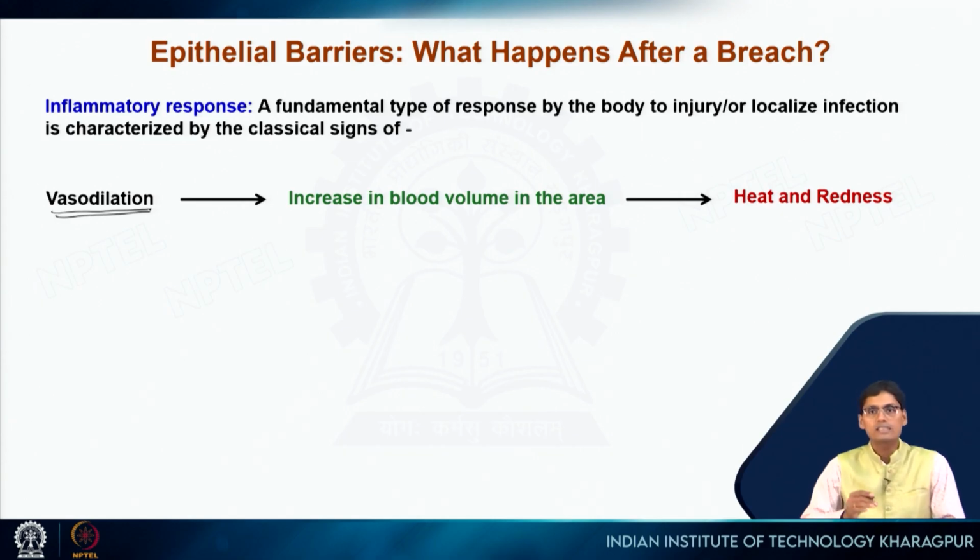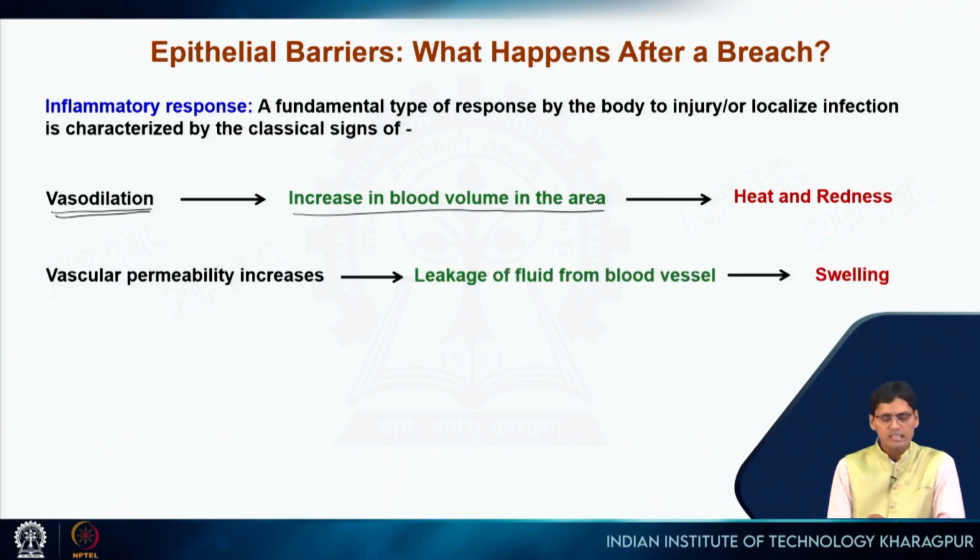See, I was showing that blood vessel. In that blood vessel layer, we have the endothelial cell. Now that layer is getting dilated so that more immune cells can come to the local site of infection. As a result, if vasodilation happens, there is an increase in blood volume in that area, and that's why some heat is generated and some redness happens in that area. This is the starting point of this response.